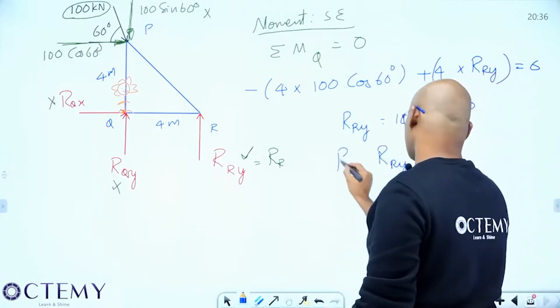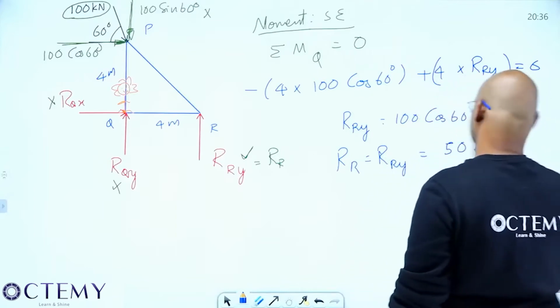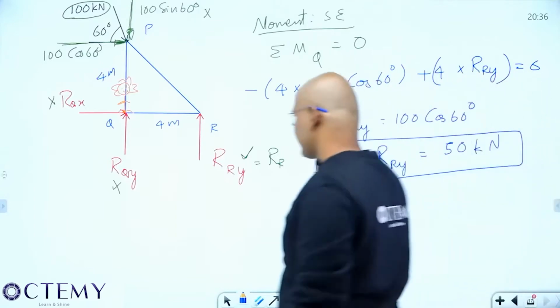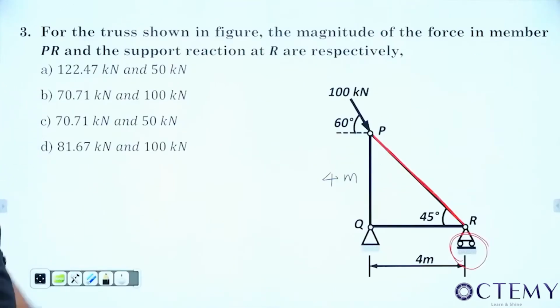RRY is nothing but the total support reaction. How much is that? 50 kilonewtons. Whatever he is asking, the first one, support reaction at R, I got it.